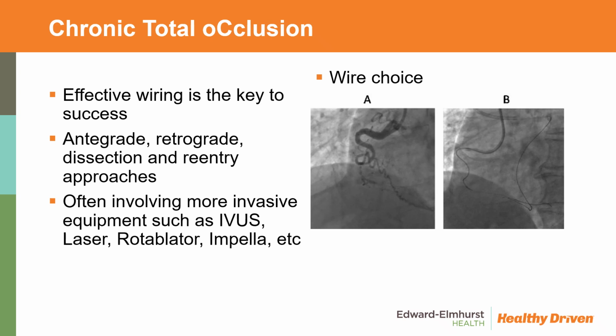Effective wiring is the key to success in these procedures. We can go antegrade, retrograde, dissection, and reentry approaches. Depending on where we're looking at the blockage, we can see in both of those images on the right that there are some shorter sections, and eventually that wire goes all the way through in image B. It often involves more invasive equipment such as IVUS, laser, rotoblator, and Impella, as these are some of the more complex procedures that we do.